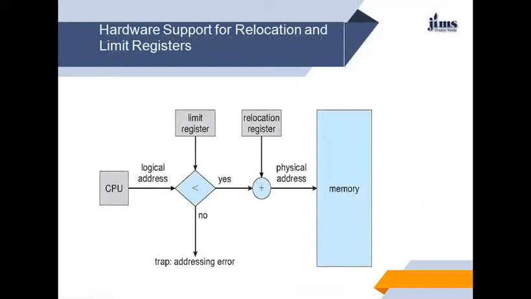So suppose the limit register value is 350 and the address generated is 346. It will be accepted, and this value will be added to 14,000, and 14,346 will be the real physical address of the memory.